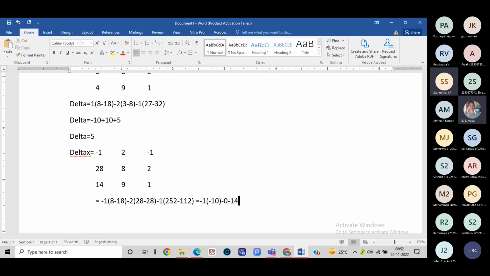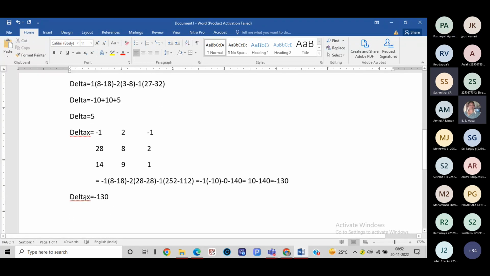It's minus 140. Total answer? Minus 130, right? Yes, ma'am. This is delta x, right? So now this is equal to delta x. Delta x is equal to minus 130.